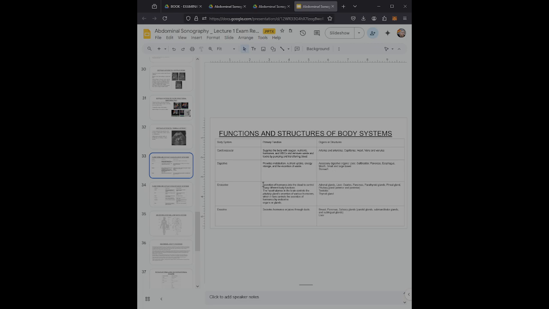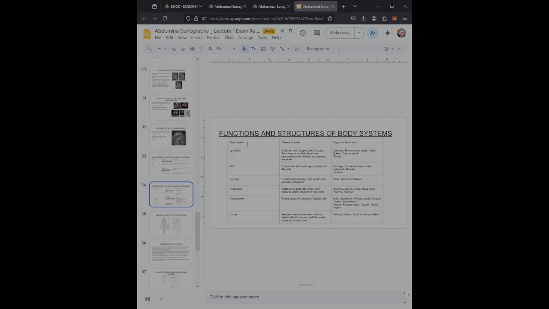The endocrine system secretes hormones into the blood to control different bodily functions. The hypothalamus in the brain controls the pituitary gland secretion of various hormones, which in turn control the secretion of hormones by endocrine glands. Examples of these are adrenal glands, ovaries, parathyroid glands, pineal glands, pituitary glands, testicles, thyroid gland. They work in conjunction with the exocrine glands, which secrete through ducts, like the pancreas and the salivary glands.